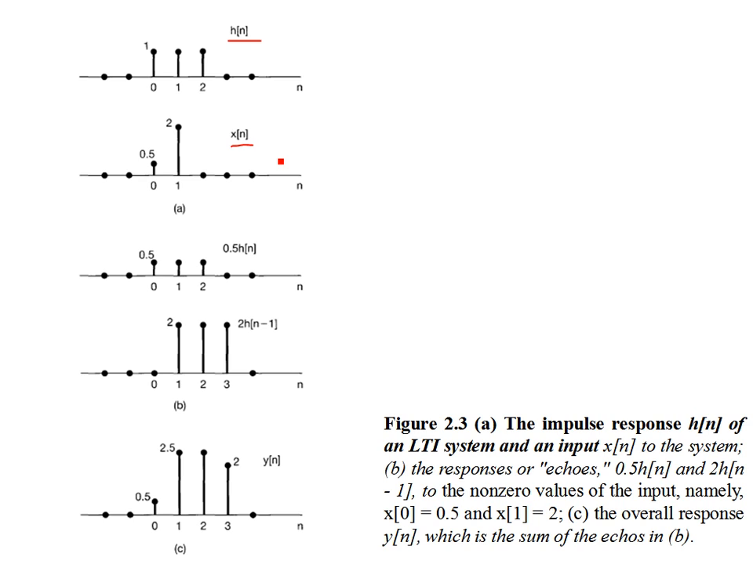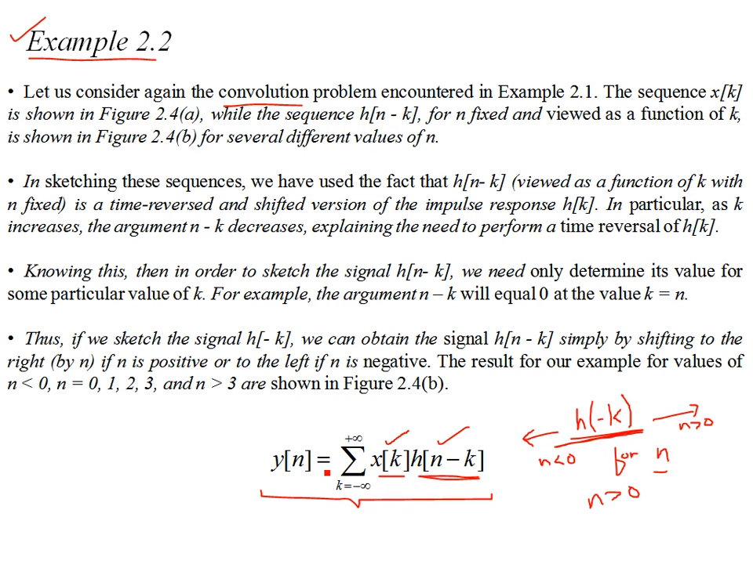Since x of n is 0.5 delta of n, we make this 0.5 h of n. Similarly, this was a delayed delta function, twice delta of n minus 1, so we had twice h of n minus 1, and then we add these two sequences to produce y of n. This is the interpretation behind the principles of linearity and time invariance. But we are going to consider another approach which we can use to solve the convolution sum.